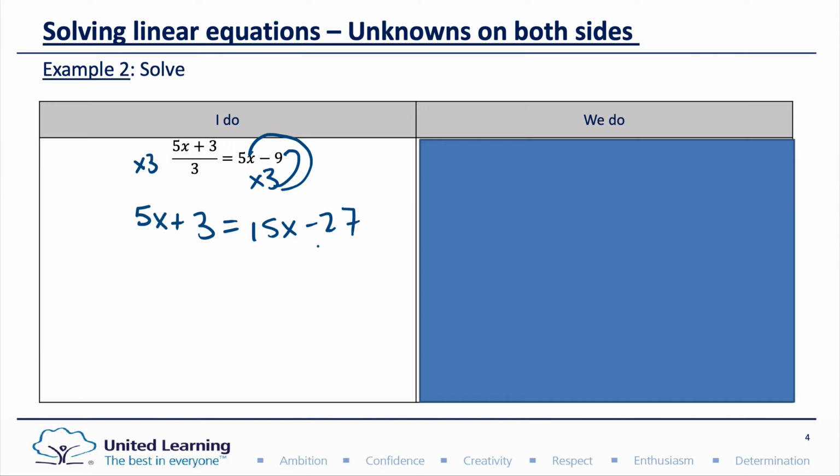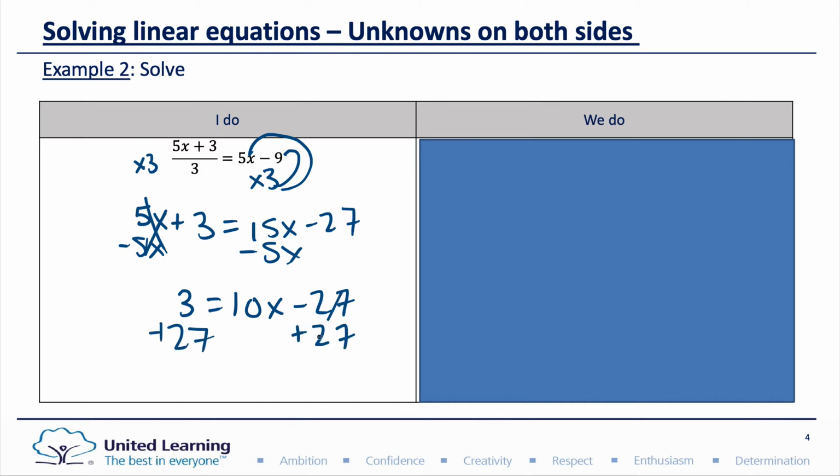And now it becomes a very similar equation to the one I've just done. So I will subtract 5x from both sides. I now have 10x minus 27. I can now add 27 to both sides. 10x now equals 30, to get a solution of 3 for a final answer.